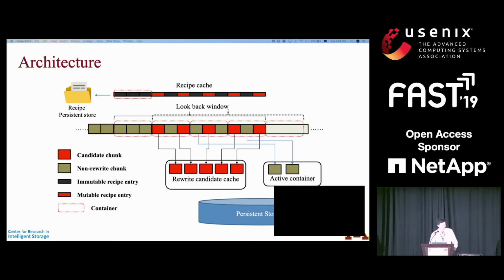Inside this architecture, you can see the recipe cache size is exactly the lookback window size. And those chunks that might be rewritten in the future are in the candidate cache. Once we make the rewrite or non-rewrite decision, we drop them from the cache.